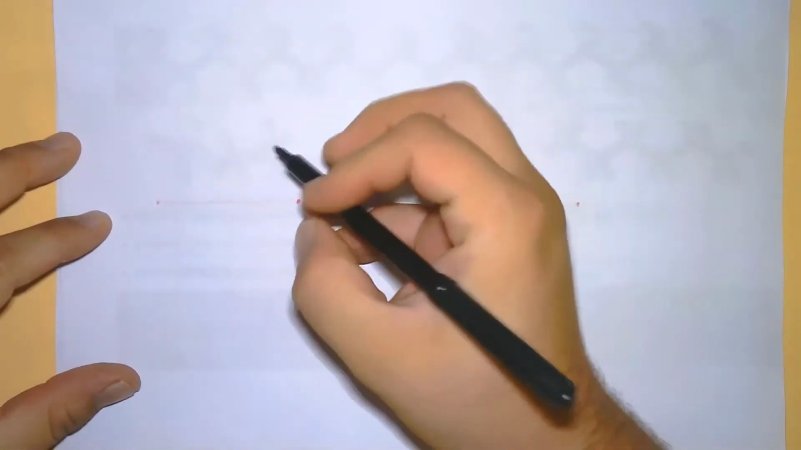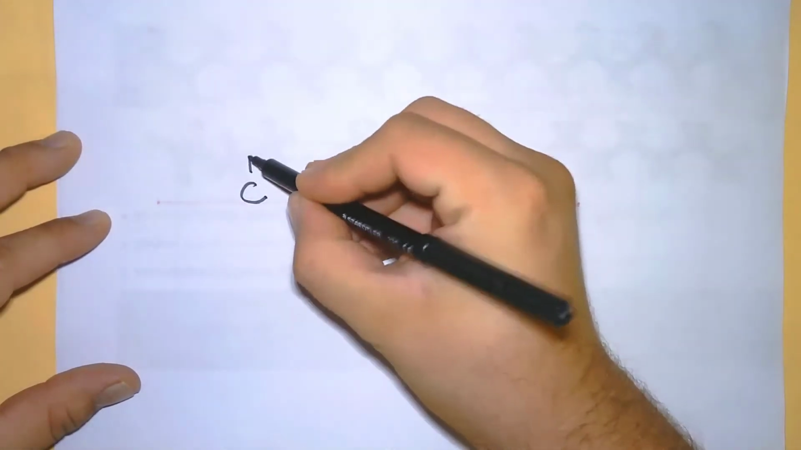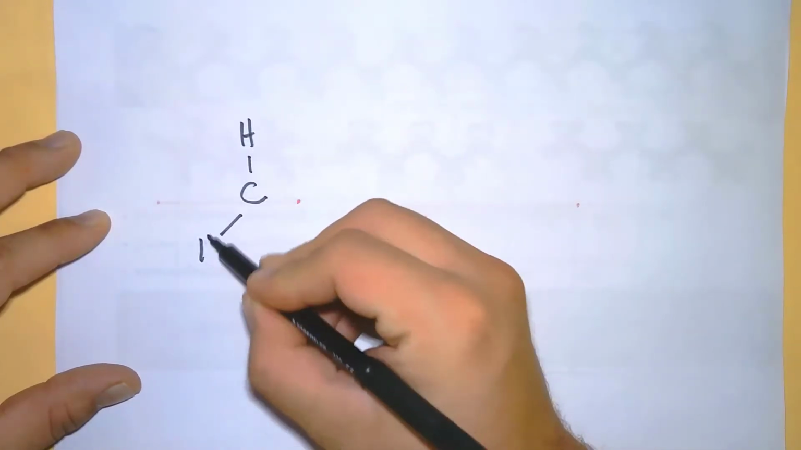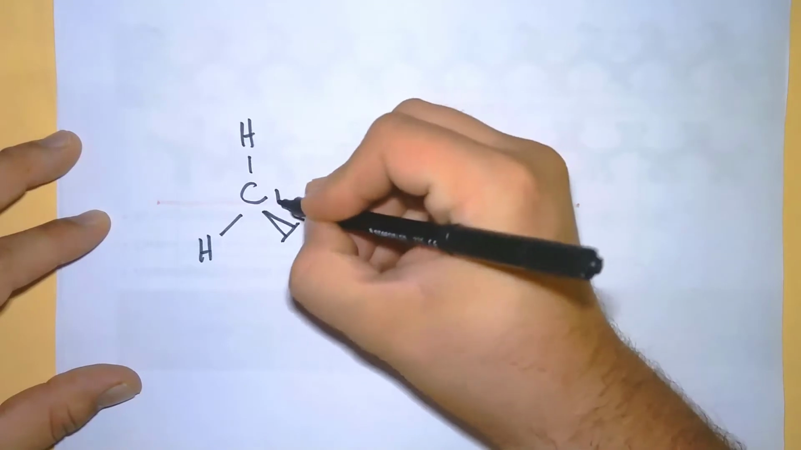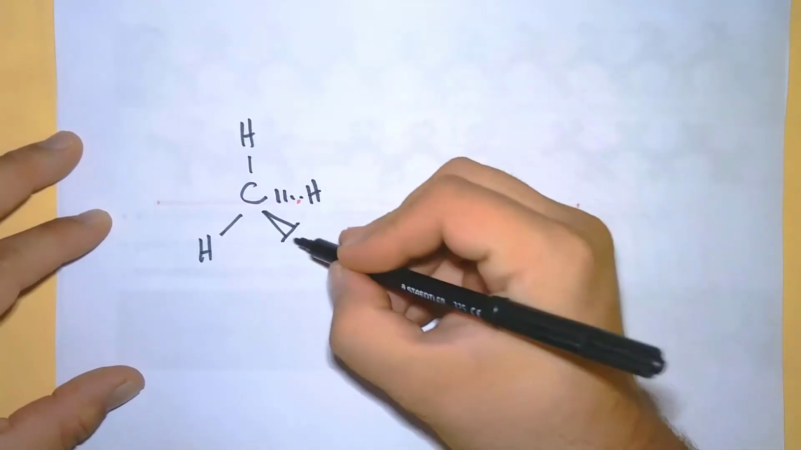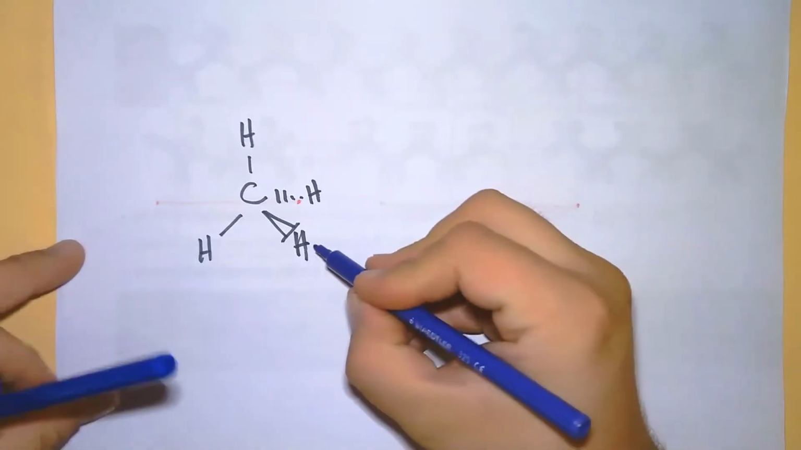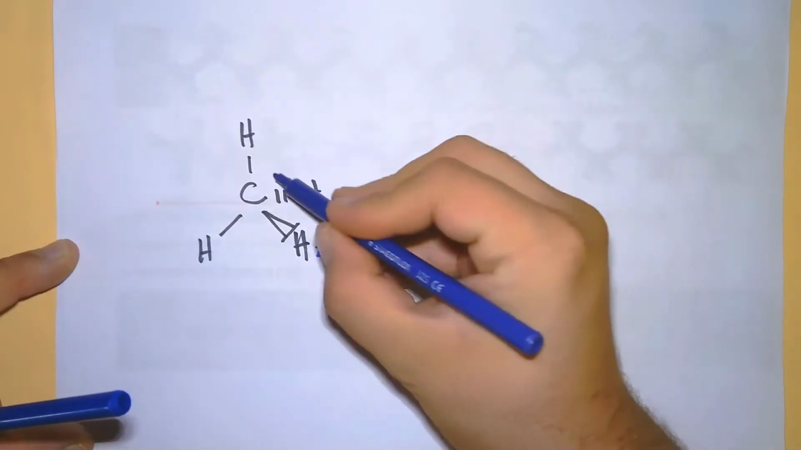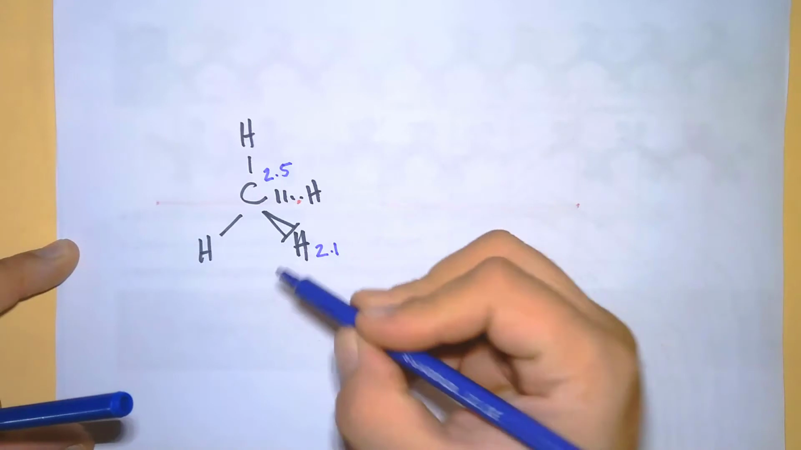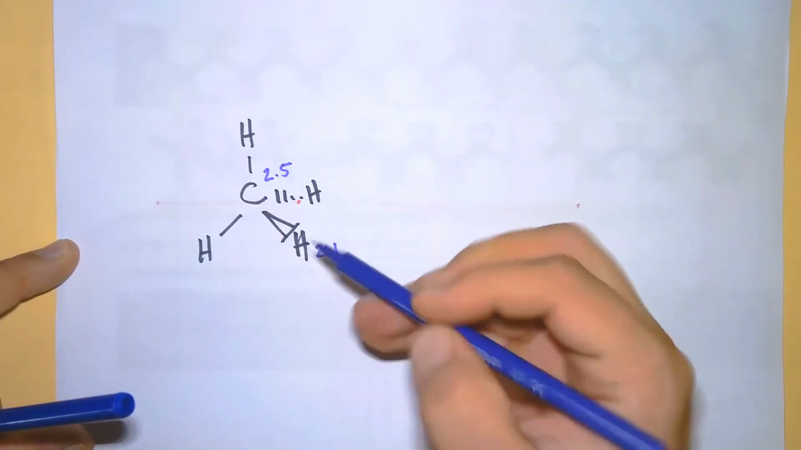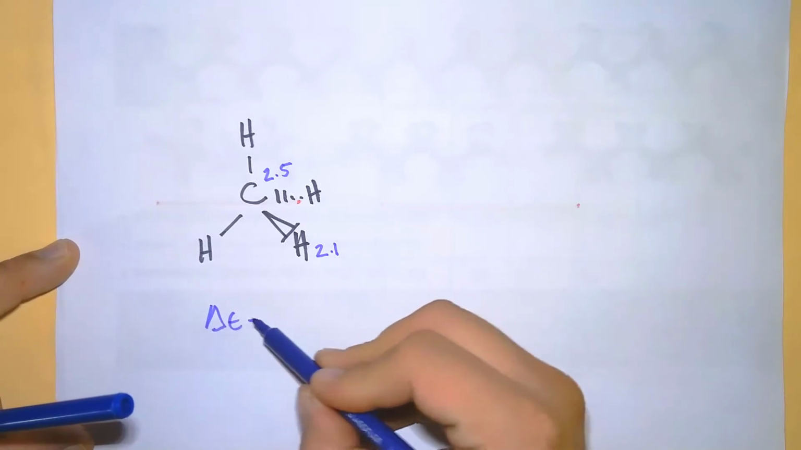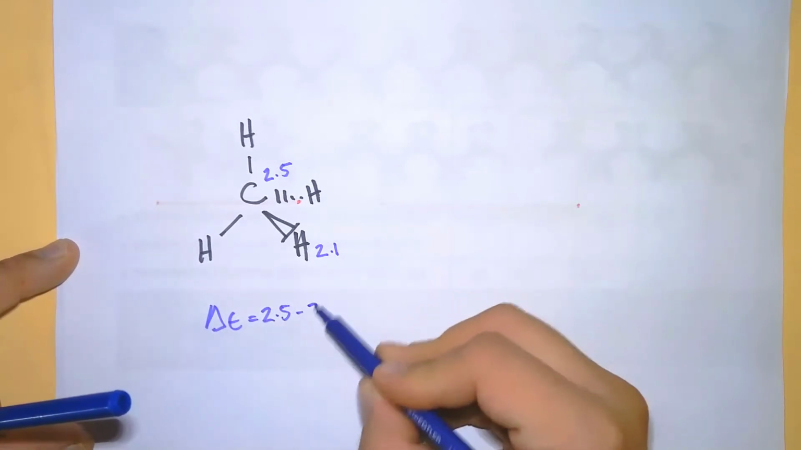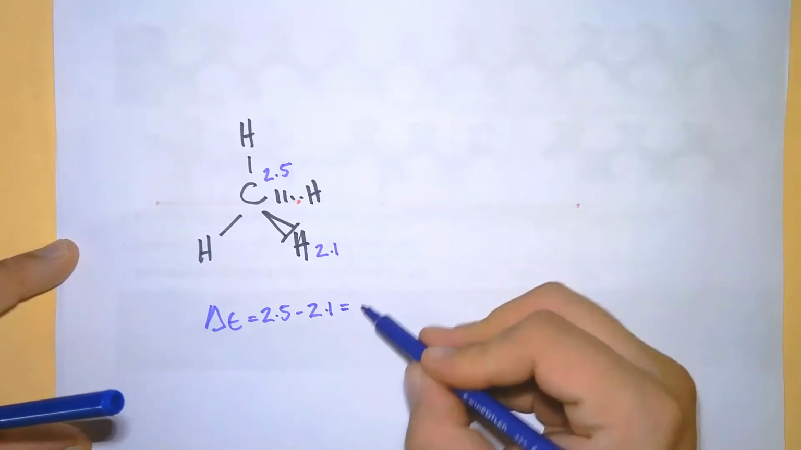So when we take a look at the methane molecule, we know that it's a carbon atom bonded to 4 hydrogen atoms. We also know that the electronegativity of our hydrogen atoms is 2.1, whereas the electronegativity of carbon is 2.5. So in each one of these carbon-hydrogen bonds, the difference in electronegativity is simply 2.5 minus 2.1, which gives us 0.4.